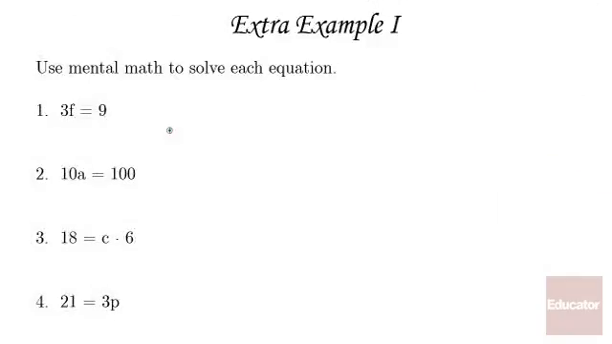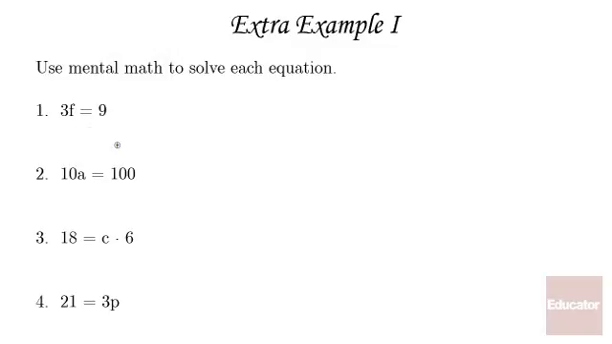Okay, so let's go ahead and do our examples. For the first set of examples, we're going to use mental math, meaning we're just going to solve in our head. We don't have to divide or use inverse operations. So here, 3f means 3 times f. So 3 times what equals 9? Well, I know 3 times 3 equals 9, so f has to be 3.